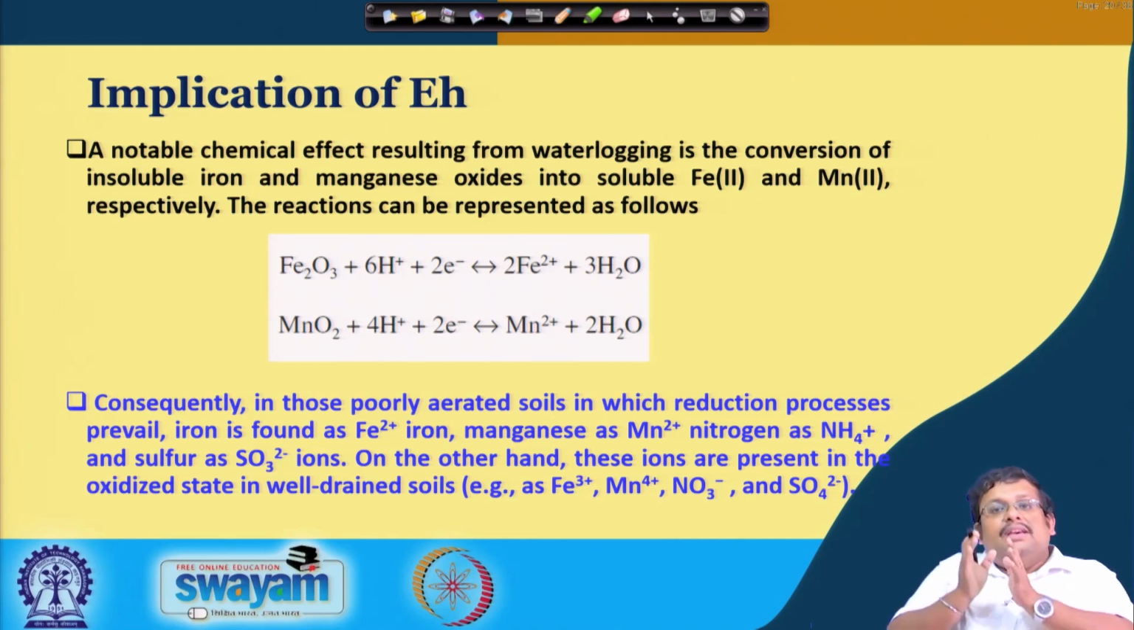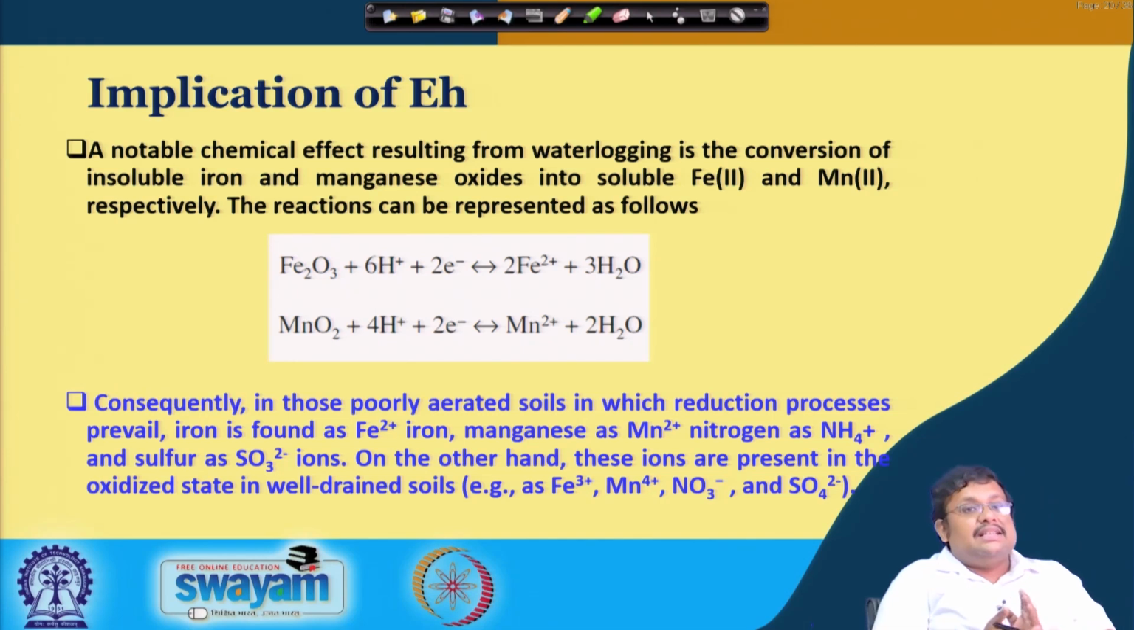Again, in the aerobic condition, iron will be present as Fe3+ form, manganese will be present as the manganic form Mn4+, nitrogen will be present as the oxidized nitrate form and sulfur will be present as sulphate form. However, in the reduced condition, when the Eh is very low, then the iron will be present as Fe2+ form, manganese will be present as Mn2+ form, nitrogen will be present as anaerobic NH4 or ammonium form and sulfur will be present as sulphide form.